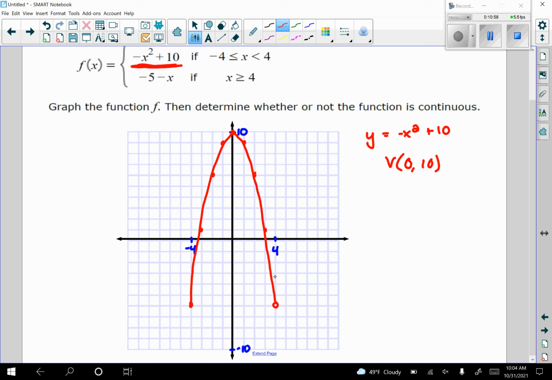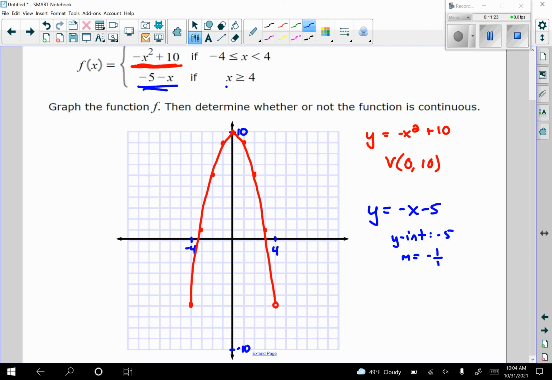I'll go to there. So our parabola shows up between -4 and 4, including the -4 here. Next, I need to graph a line. I'm going to rewrite it this way, y equals -x minus 5. So this is just a line. Our y-intercept is -5, and our slope is -1, or -1/1.